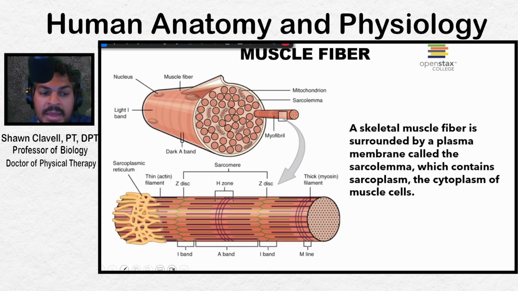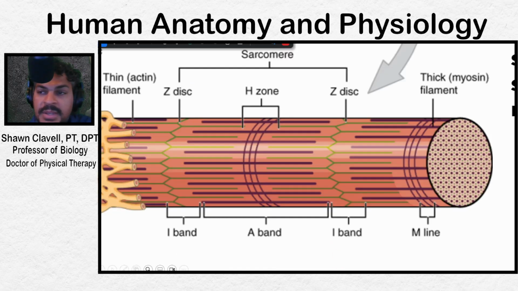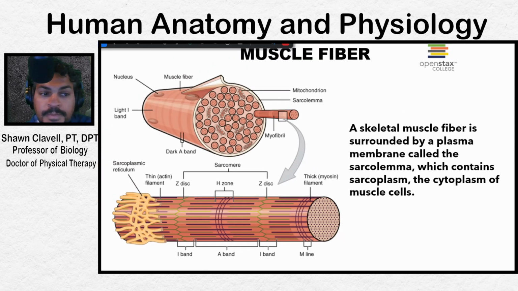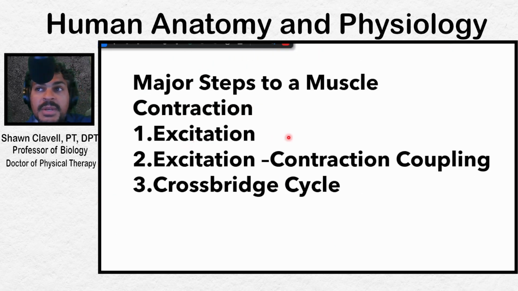Ultimately, we can see those alternating thick and thin bands right into the muscle fiber here, in the sarcomere structure. And so a muscle fiber is a number of alternating bands where we see this sarcomere structure. And so we've looked at the gross anatomy of the muscle here, and then we'll review the major steps of a muscle contraction.